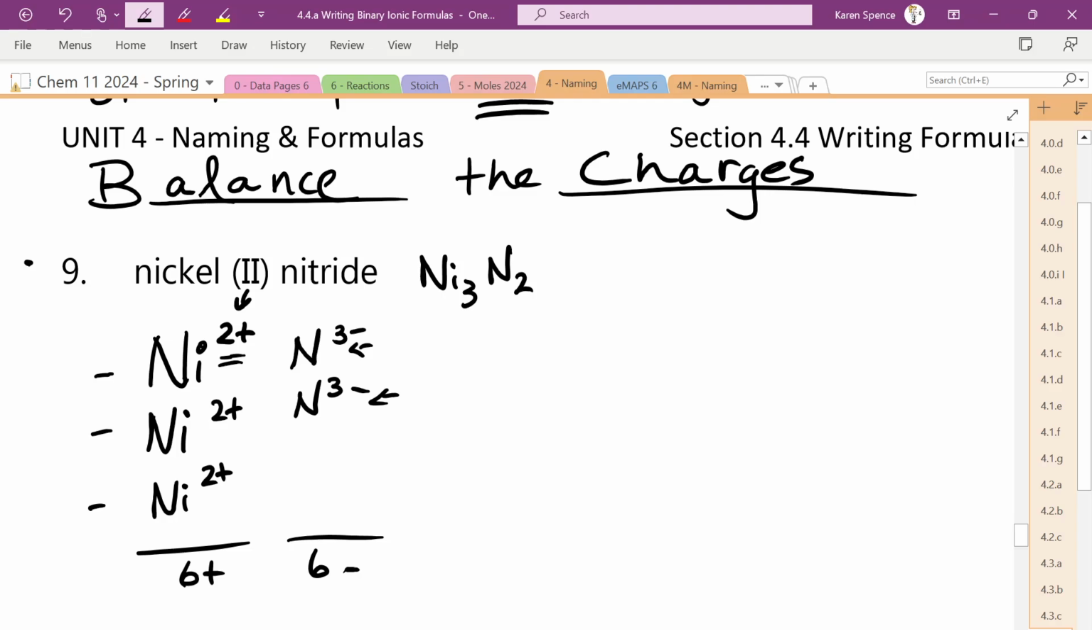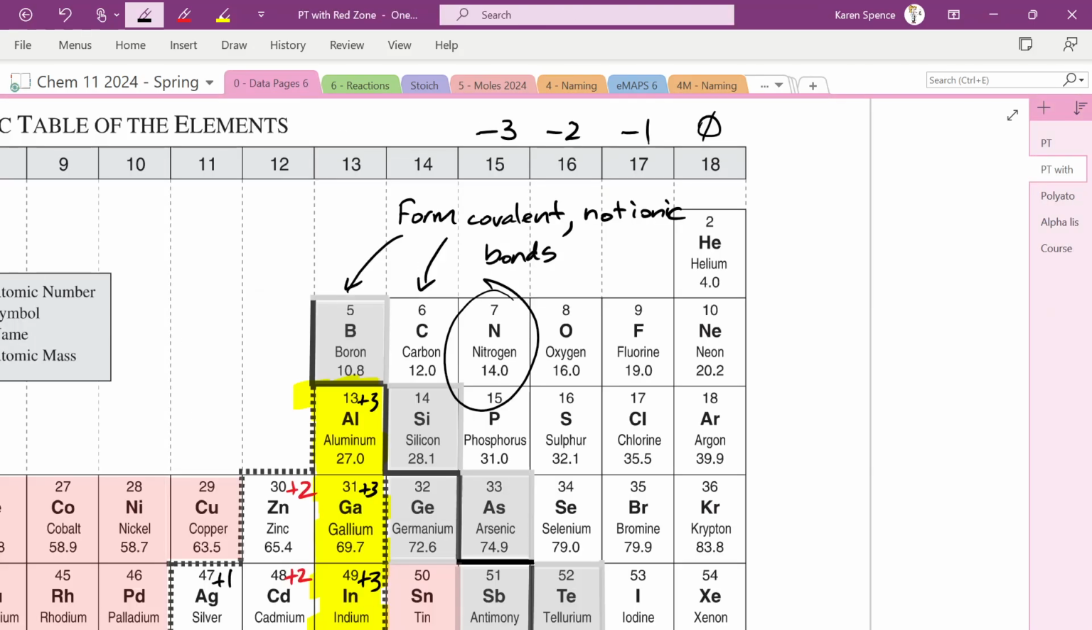How do I know nitrogen is -3? I go to my periodic table and I look and see the group nitrogen is in, and it is in the -3 group.